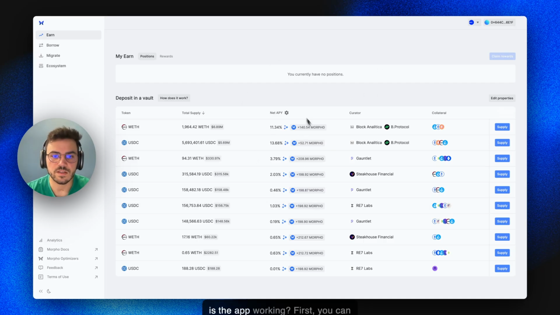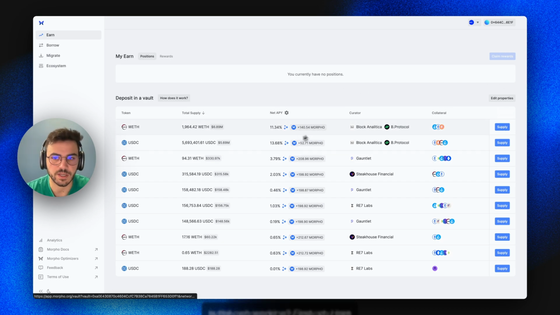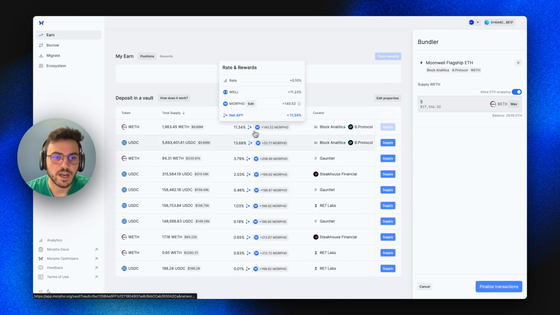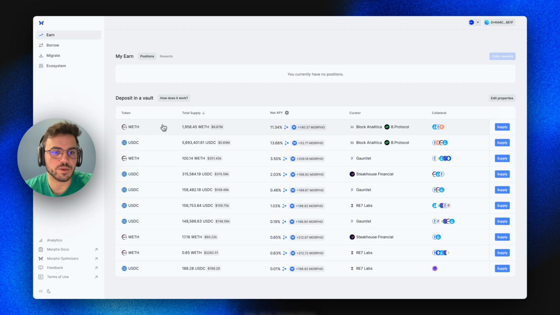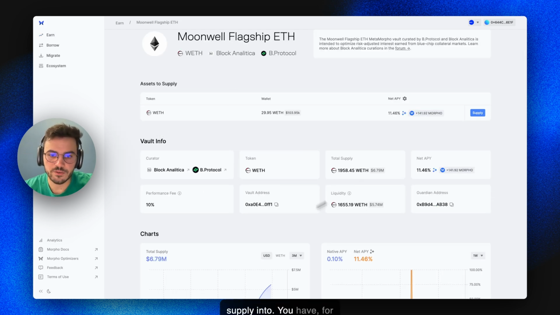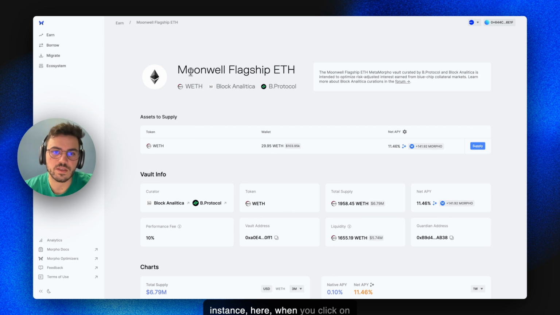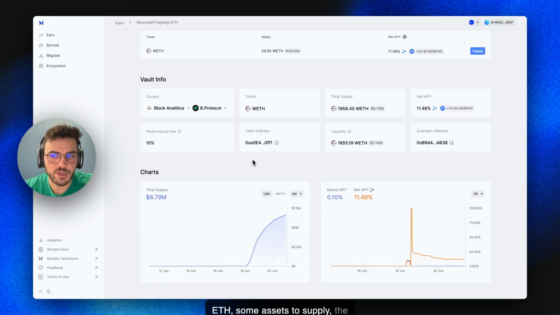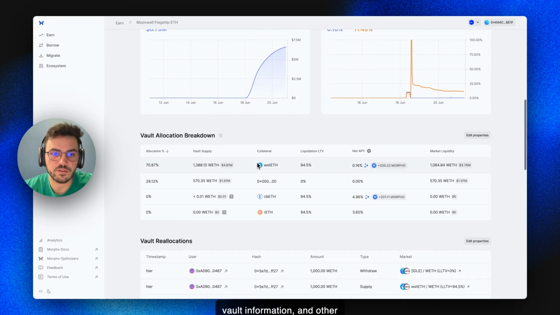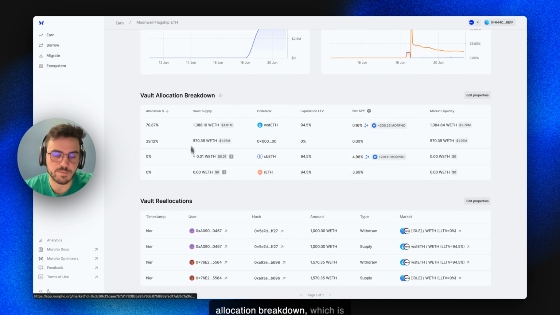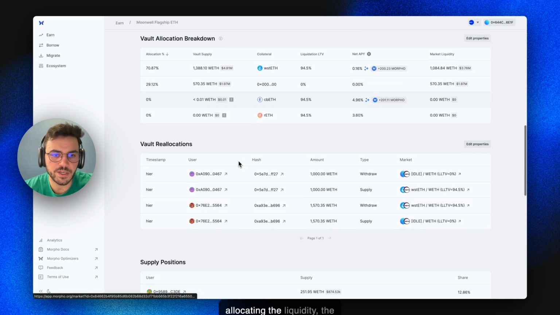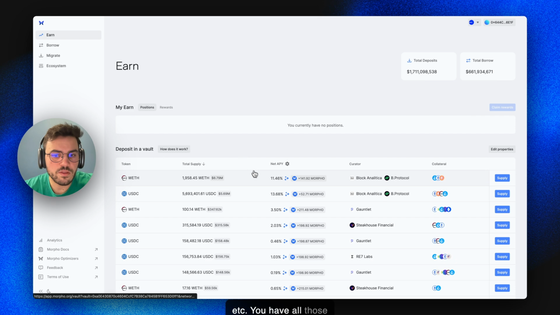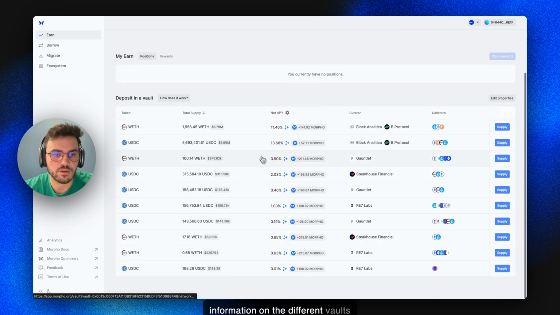Okay, so how is the app working? First, you can supply wherever you expect. So here I will deposit 5 ETH into the Moonwell Flagship ETH. I can also have a look at which vault I am expecting to supply into. When you click on the vault, you have the details about any vault, like the Moonwell Flagship ETH: the assets to supply, the vault information, and other charts, such as the vault allocation breakdown, which is basically where the vault is allocating the liquidity, the reallocations that may happen, and other information. You have all this information on the different vaults. You can click wherever you expect.